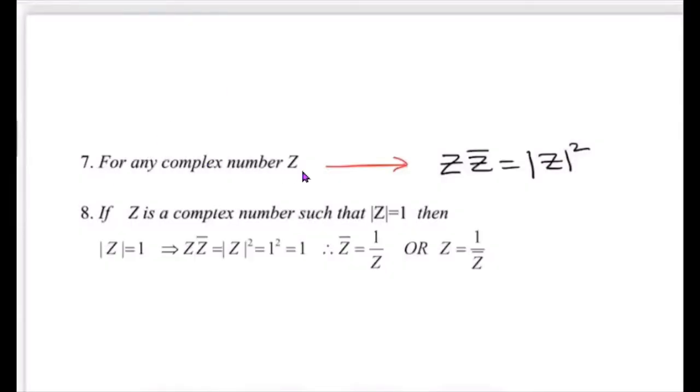So for any complex number z, the product of a complex number and its conjugate is square of the modulus of the complex number. In particular, if the modulus of the complex number is 1, then z into z bar becomes 1, and therefore conjugate of the complex number is reciprocal of the complex number. That is, z and z bar are reciprocals of each other.